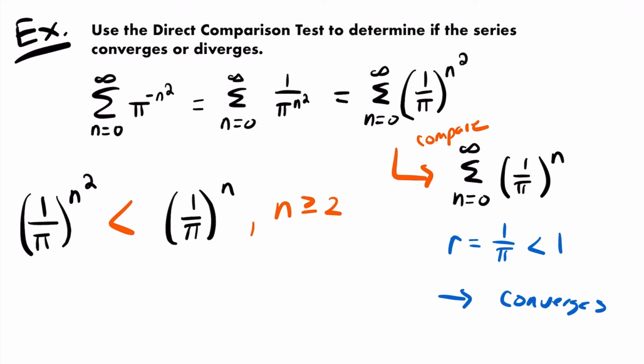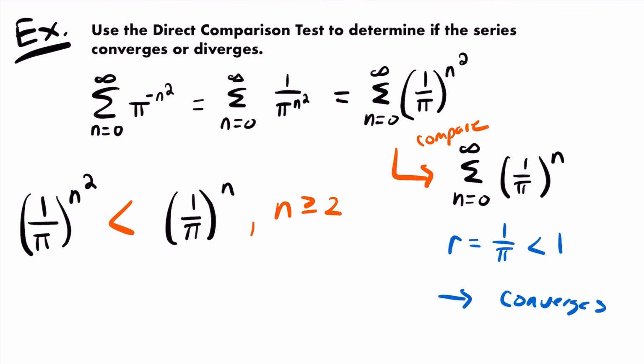All right, and just a quick note, I did skip n equals 0. That wasn't on accident. If n is equal to 0, we're just raising 1 divided by pi to the power of 0, and so both terms are just 1, and so they're equal. We didn't really need to check that, but for values of n greater than or equal to 2, this series will be bigger than the original series.